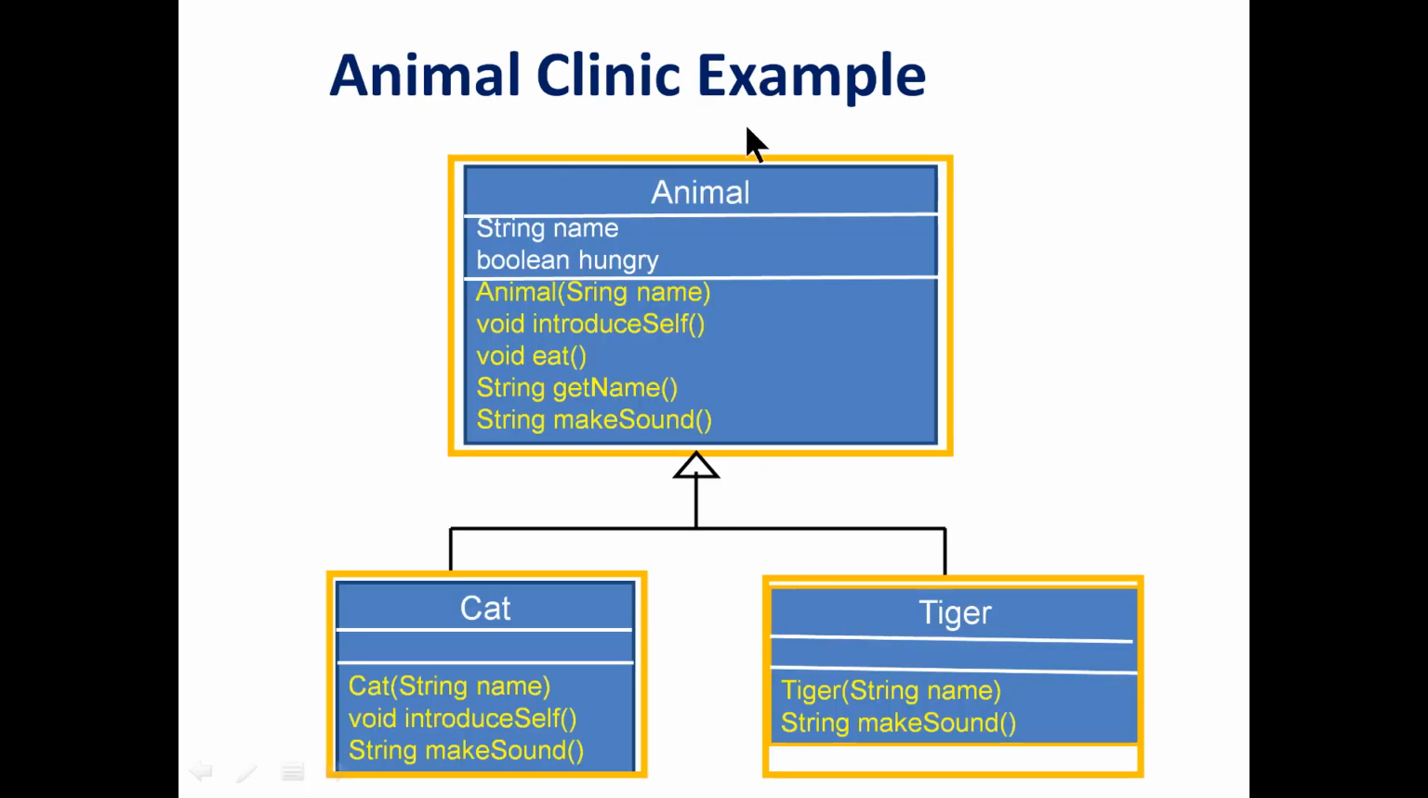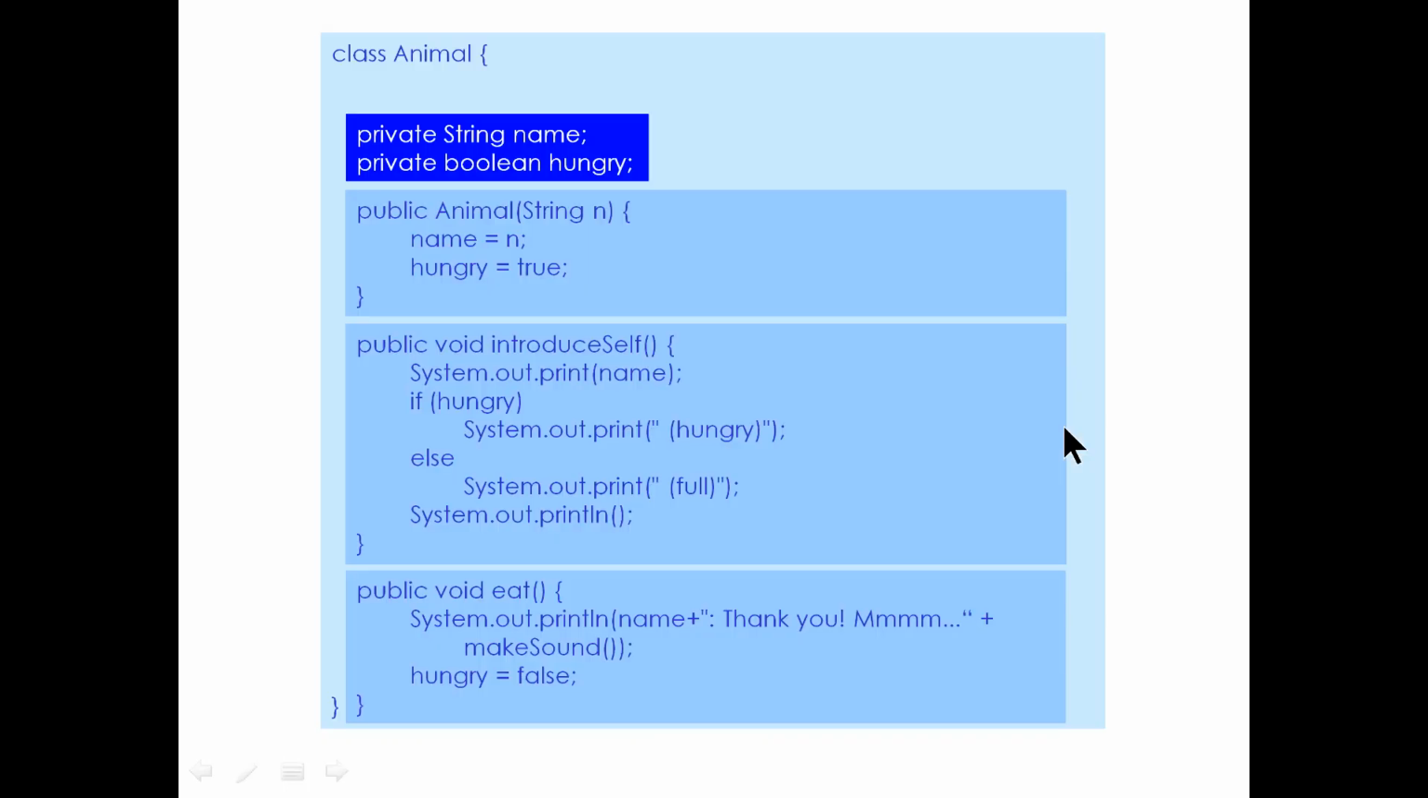This is an example of an animal clinic. This is the animal superclass, and it has data members name and hungry, and methods: constructor, introduce self, eat, get name, and get sound. Then cat and tiger are animals, they are subclasses, and you can add your own attributes and methods. You have two properties, and this is your constructor. Then introduce self is a kind of method. You just display whether you are hungry or full, and eat is that kind of method.